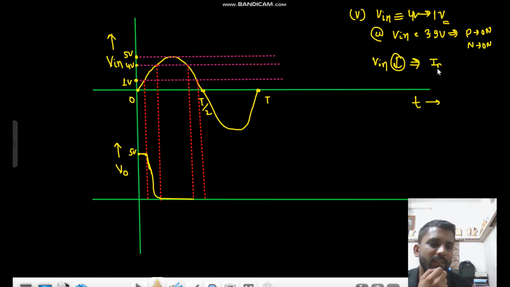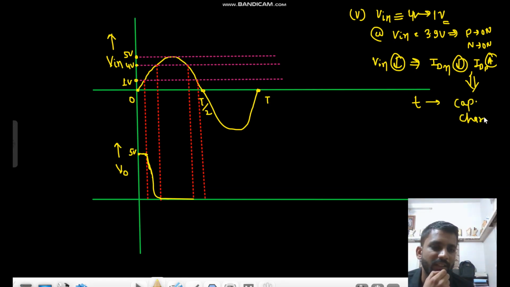If your Vin is decreasing, that means your IDN is decreasing and your IDP is increasing. That means your capacitor charges. So it charges and charges up to what volt? 5 volt, right? So this is the fifth condition: from 4 to 1 volt the capacitor charges and it will charge up to 5 volt.